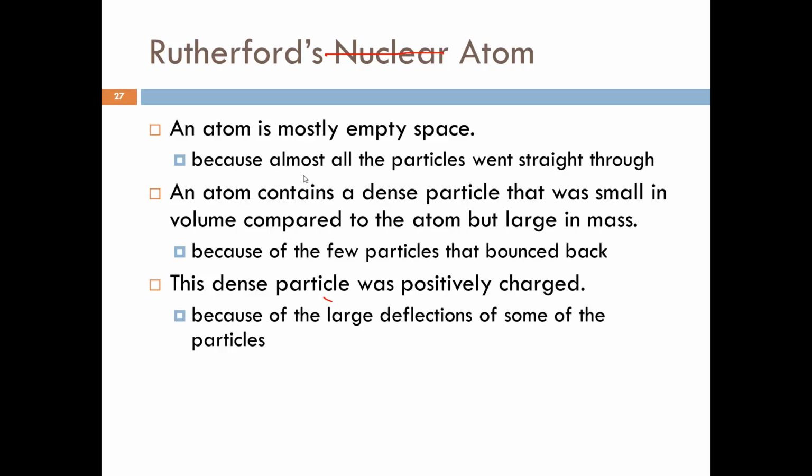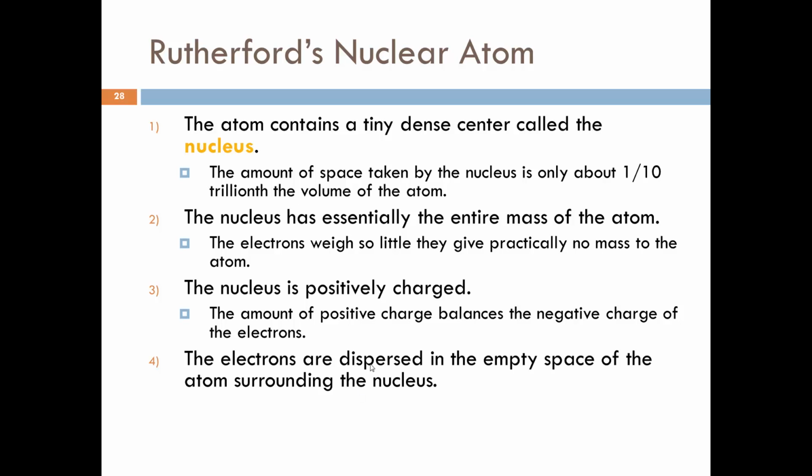An atom contains a very dense particle that was small in volume compared to the atom but large in mass. And this was because of the few particles that bounced back. The dense particle was positively charged because of large deflections of some of the particles. The atom contains a tiny dense center called the nucleus. The amount of space taken up by the nucleus is only about one-tenth of a trillionth of the volume of the atom.